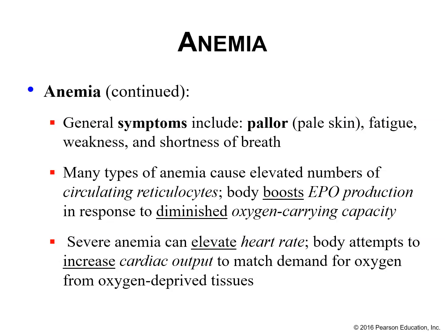Many types of anemia can also cause elevated numbers of circulating reticulocytes. The body will boost its production of EPO hormone in response to the tissue hypoxia experienced by the kidneys, that diminished oxygen carrying capacity. Severe cases of anemia can actually elevate the heart rate and cause tachycardia. This is because the body is attempting to increase the cardiac output to match that demand for oxygen from those oxygen-deprived tissues.